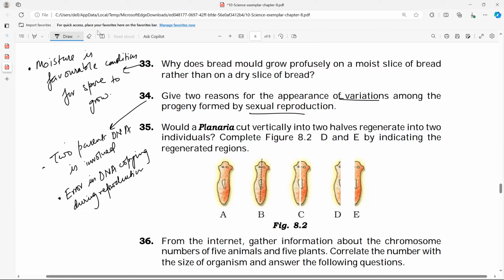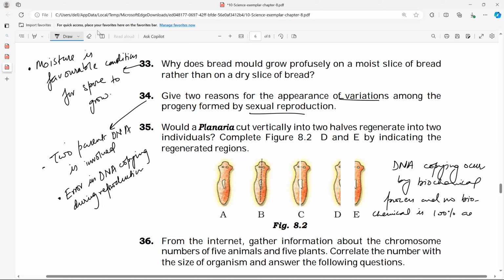the reason behind this is that DNA copying occurs by a biochemical process. No biochemical process is 100% accurate and reliable. So we cannot say that the copied DNA is exactly the same. It is similar but not exactly the same. Okay, got it?